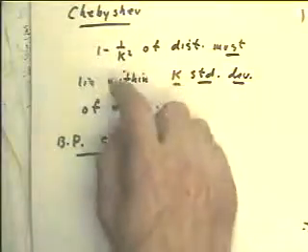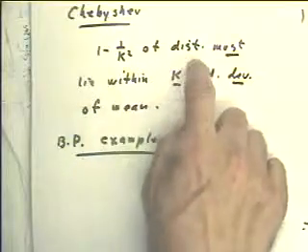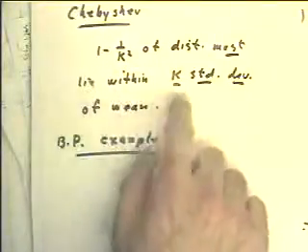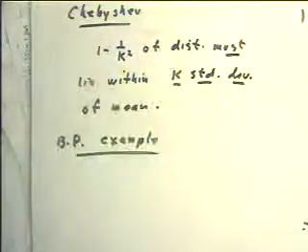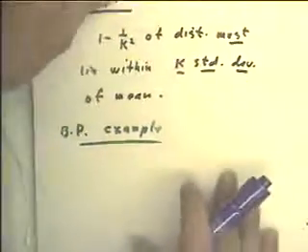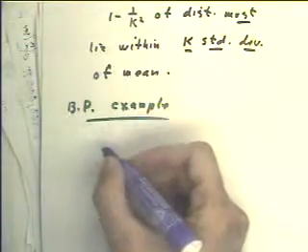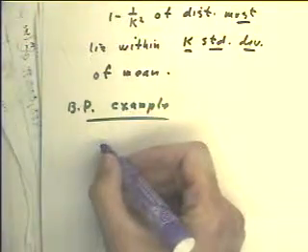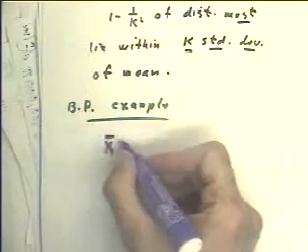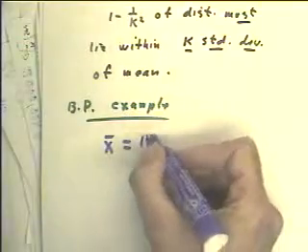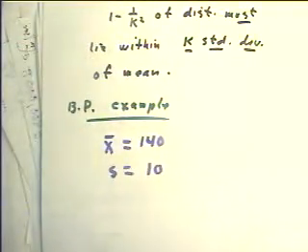This theorem says that the proportion 1 minus 1 over k squared of a distribution must lie within k standard deviations of the mean. Now that's pretty abstract. What in the world does that mean? Well, let's go to the blood pressure example. In the blood pressure example, we had a mean of about 140 and a standard deviation of about 10.